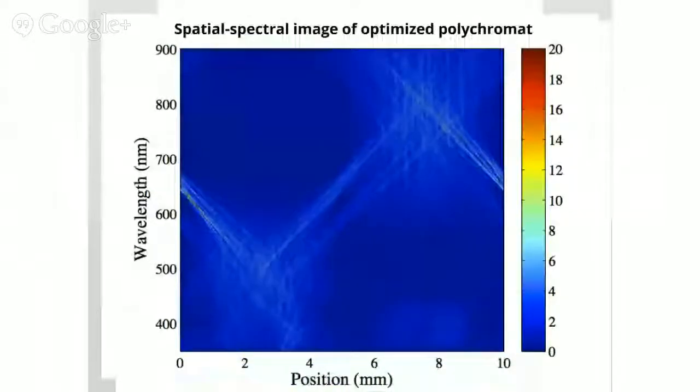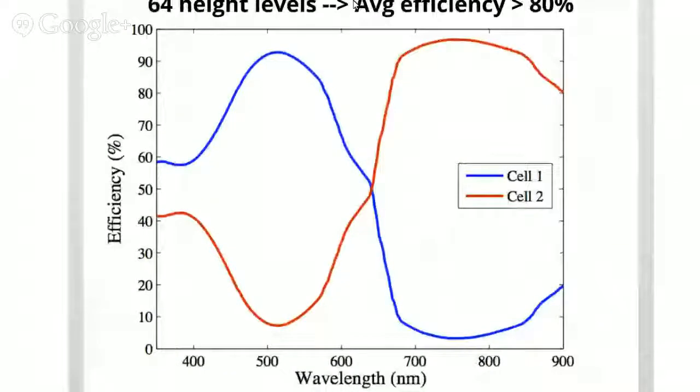In this case, it's flipped around, so you can see the visible part is on the left-hand side, the infrared is on the right-hand side, and it's the spatial spectral image of a particular optimized particle. And the efficiency is very high because you have 64 height levels. The average efficiency is about 10% higher than the example I showed you before. And you can see what it looks like visible on the left.